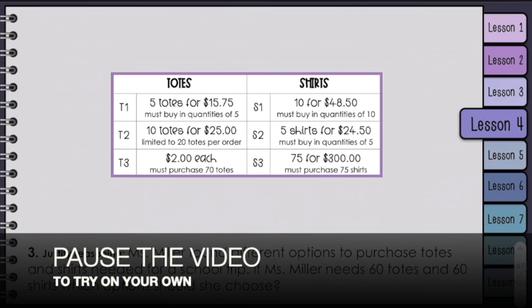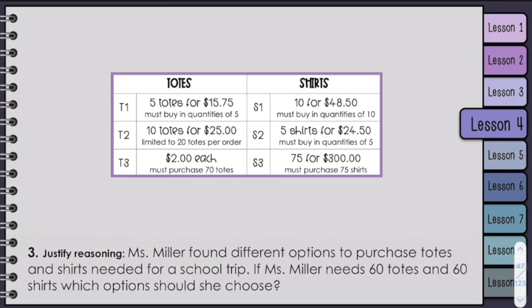So for number 3, try this one on your own. It's justifying your reasoning. Pause the video and come back and check your answer. So number 3 says, justify your reasoning. Miss Miller found different options to purchase totes and shirts needed for a school trip. If Miss Miller needs 60 totes and 60 shirts, which option should she choose?